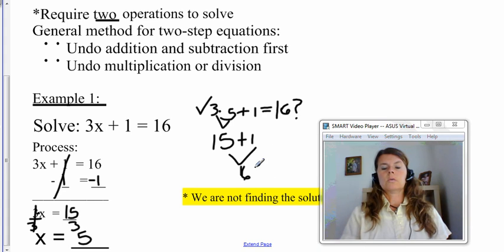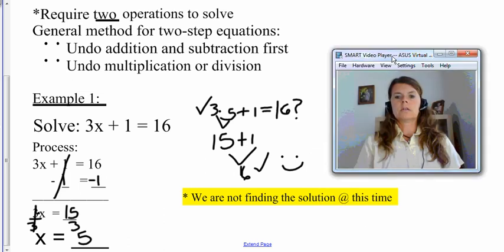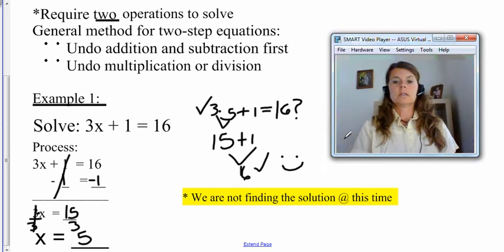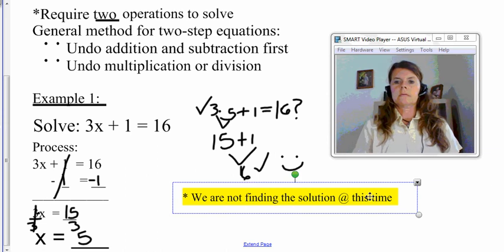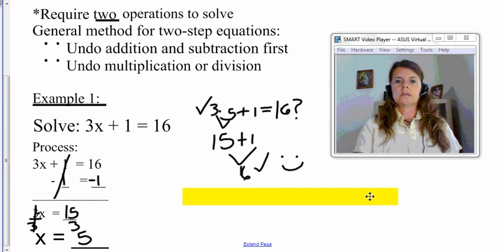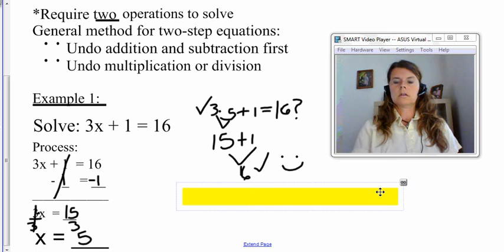What I have my students do is put a check here, or a smiley face, something to show, yep, I got it correct. And just so you can see, there's a hidden thing. It says we are not finding the solution at this time. But yes, we are. We can delete that off the notes. So just disregard that, because I really want to go ahead and solve that. But I'm going to leave that yellow bar there. Okay, next problem.